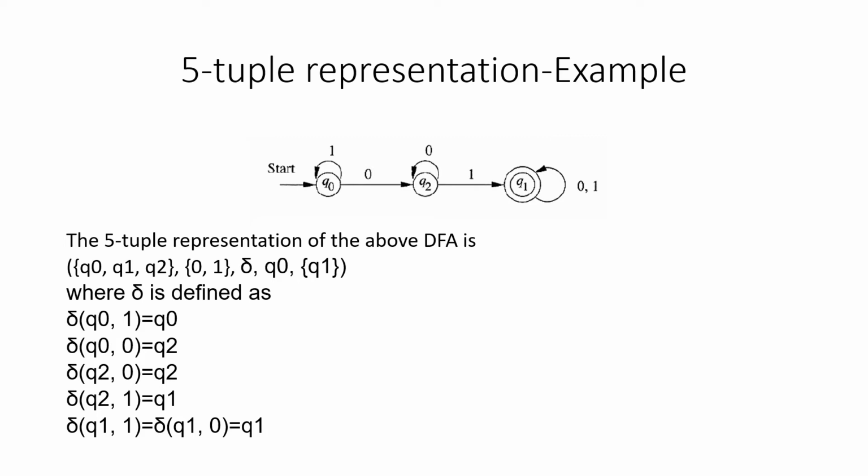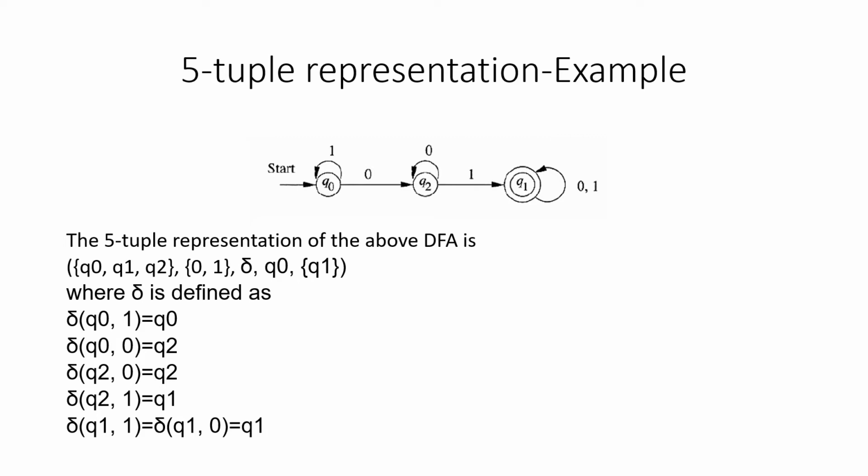The second is the set of input symbols. When we observe this diagram, what are the input symbols? We know that the edges are labeled with the input symbols. Here there are 2 different input symbols, hence we have named it 0, 1. The transition function, we will define it later.